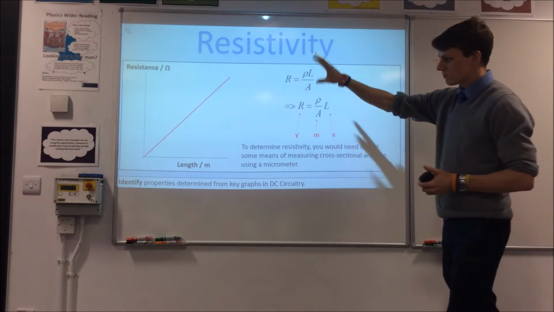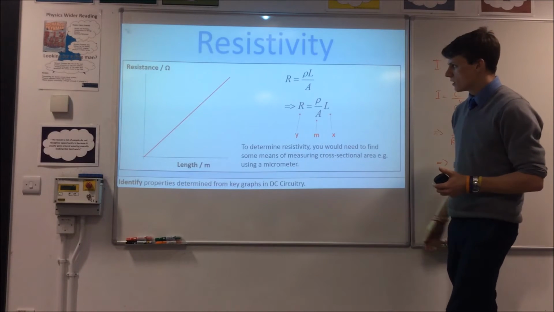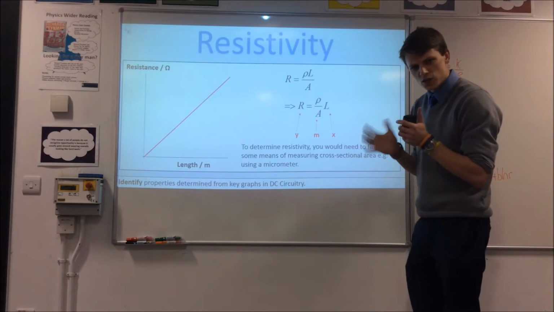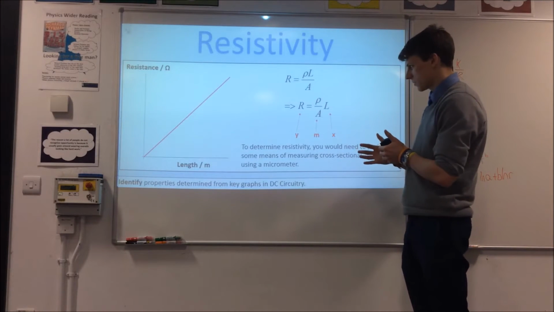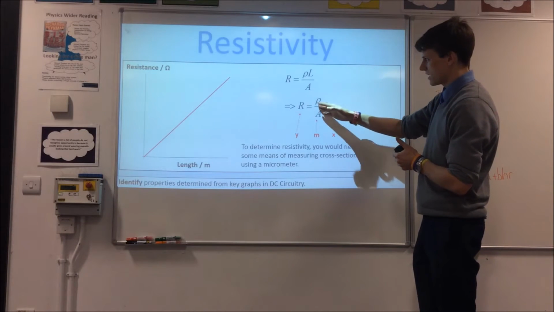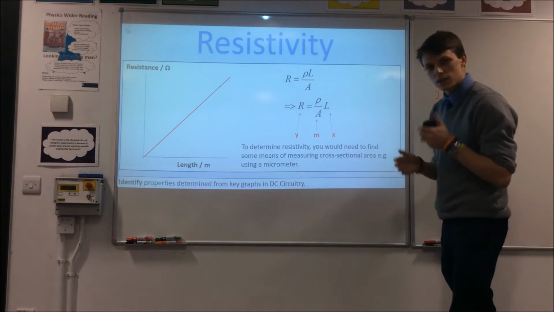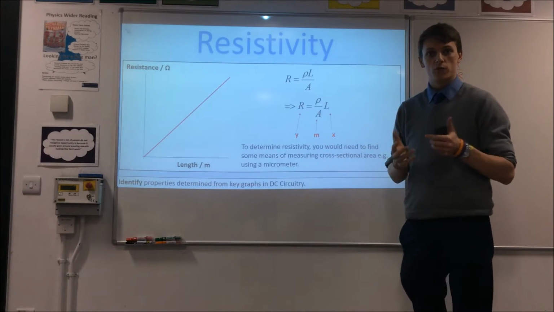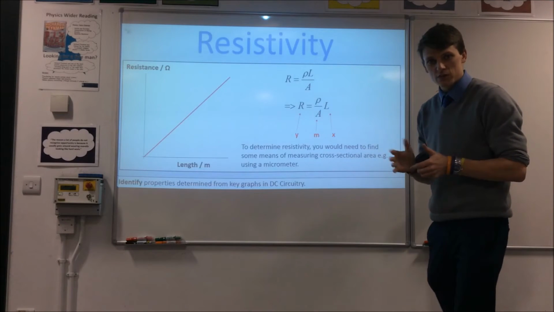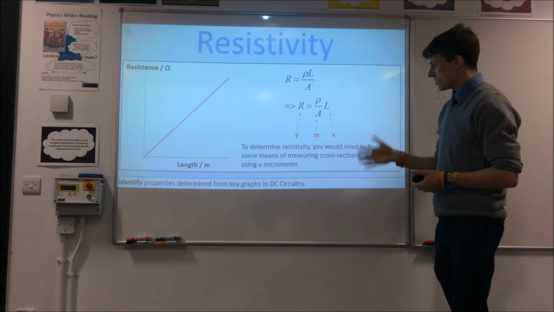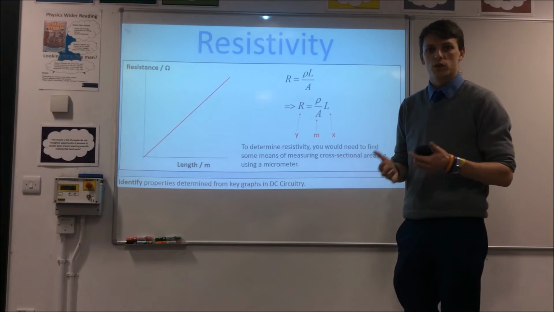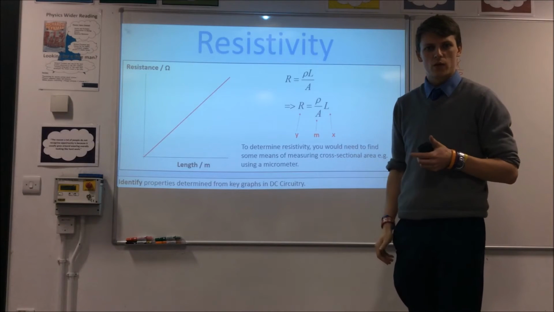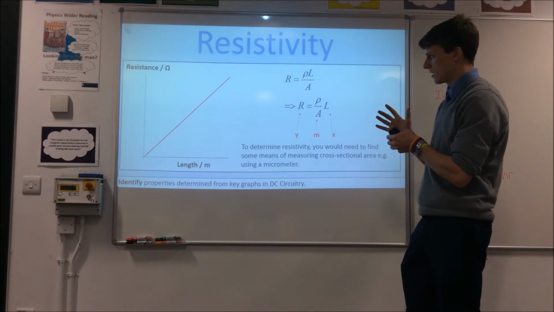The equation linking resistance and length would be this one here, where your resistance is resistivity times length divided by area. I'm going to juggle that around slightly so we can see the y equals mx plus c form. I've essentially taken the L out of the fraction. So you can see that the gradient of this graph would be resistivity divided by the cross-sectional area of your conductor. In order to find resistivity, which is what you might want to do, you need to work out the area of your conductor. Typically you'd use something like a micrometer to measure the diameter and calculate your area from that. So that's your general approach there.